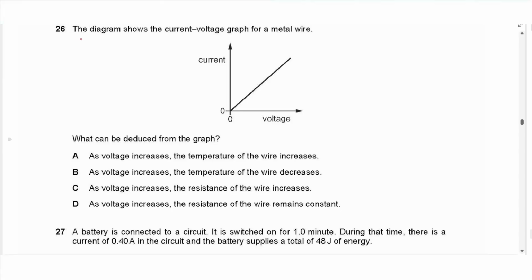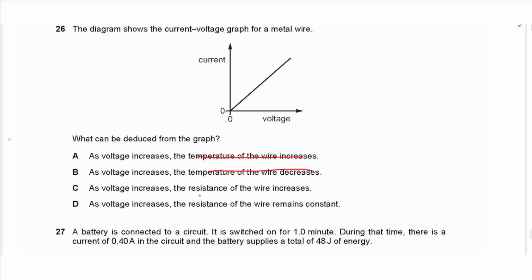Question 26 says, the diagram shows the current voltage graph for a metal wire. What can be deduced from the graph? It's an ohmic conductor because it obeys Ohm's law. It's a straight line through the origin. And Ohm's law states that voltage is proportional to current when the temperature is constant. So any talk of temperature changing is not accepted.